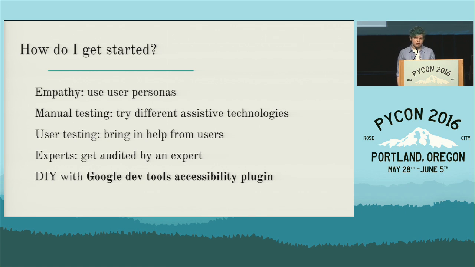So, how do I get started on accessibility? Well, the first tool is empathy, having empathy for your users. And you can use user personas to mock what different people's needs are. You could also use manual testing, testing with users, bringing in help from experts, or if you guys at PyCon are anything like me, I think you're going to want to do it yourself. So I'll introduce my favorite accessibility tool, which is the Google DevTools accessibility plugin. If you Bing it, you can find it, I'm sure.